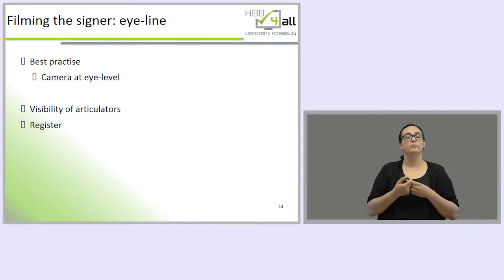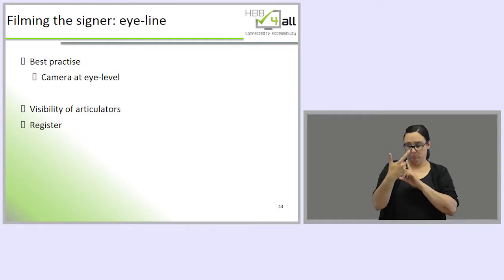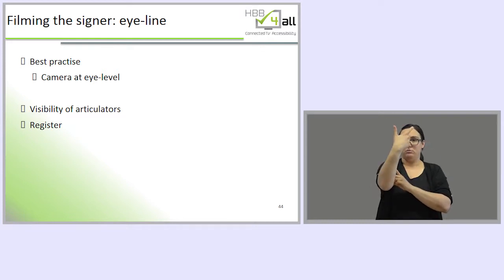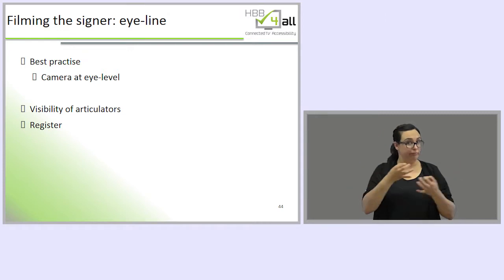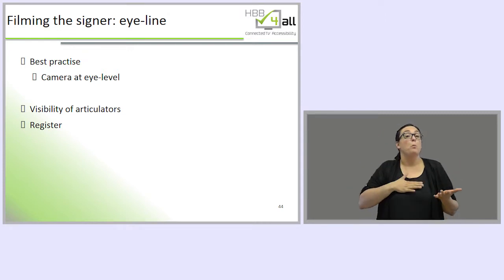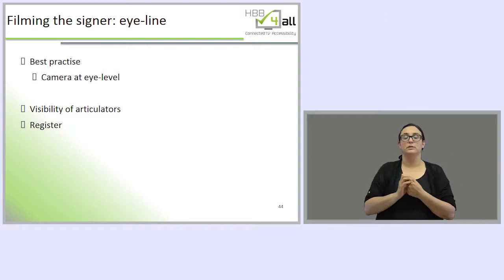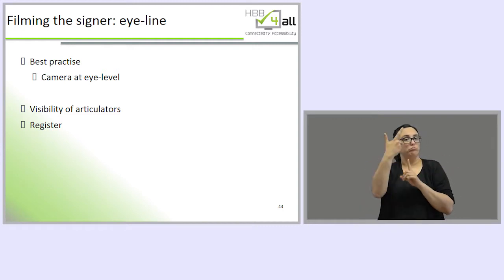Okay, and the last topic that we will talk about regarding the filming of the designer section is that the best practice is that the camera is at eye level so that the designer can engage with the audience. Of course, this also enables better visibility of the articulators, but it might be the case that in different registers, for example, kids programs or interviews, maybe this can be changed. But as a general guideline, the best thing would be to have the camera at eye level.